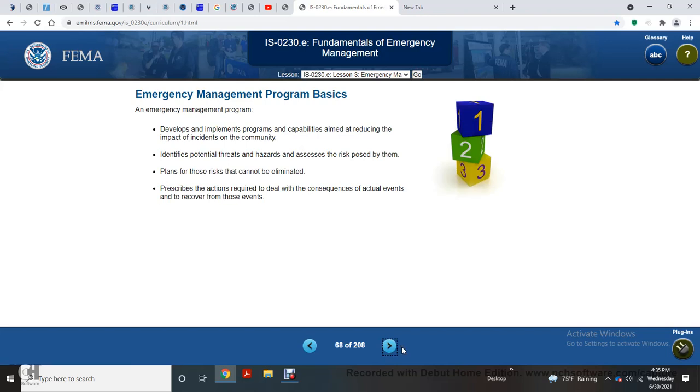Emergency Management Program Basics. An emergency management program develops and implements programs and capabilities aimed at reducing the impact of incidents on communities. It identifies potential threats and hazards, assesses the risks posed by them, plans for those risks that cannot be eliminated, prescribes the actions required to deal with the consequences of actual events, and recovers from those events.